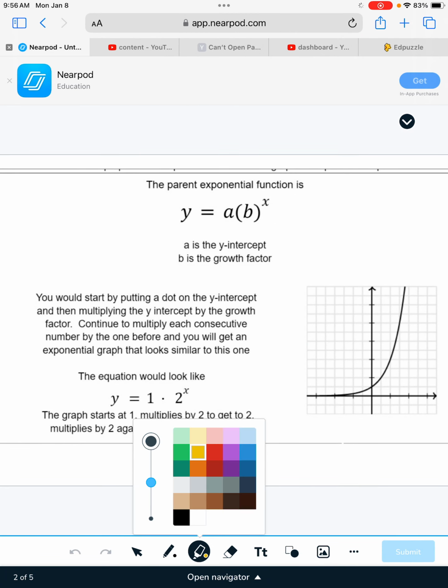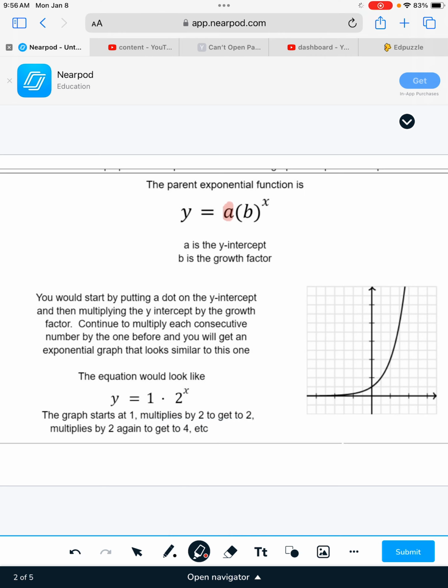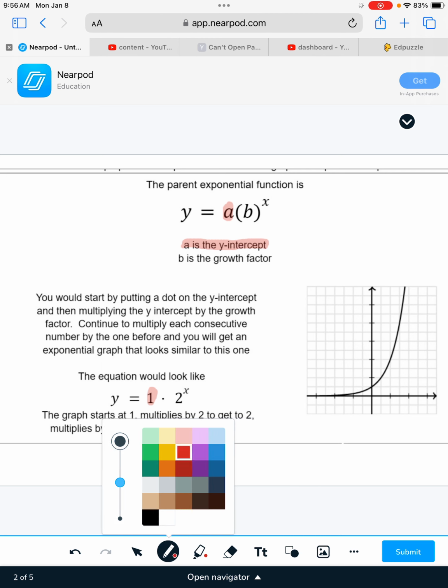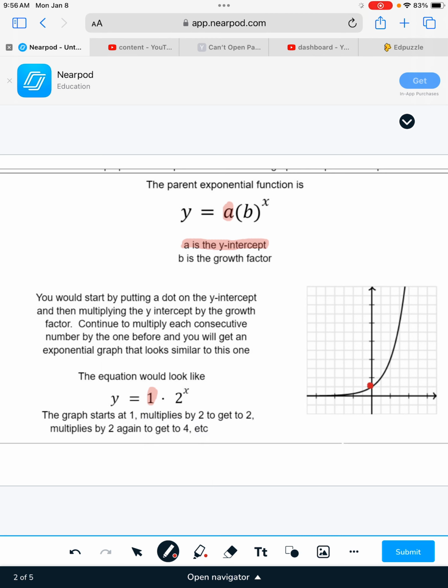We're going to continue talking about our exponential functions. I'm highlighting that a right there because that a is the y-intercept. We have to know that that a is the y-intercept. The thing that comes first here just is the y-intercept. I highlighted the number 1 because when I look at this graph, I see that dot on the number 1. Whatever that first number is, that is what a is and what the y-intercept is.